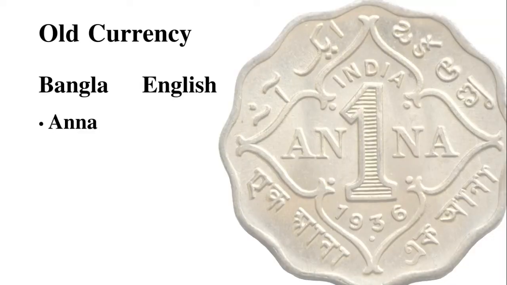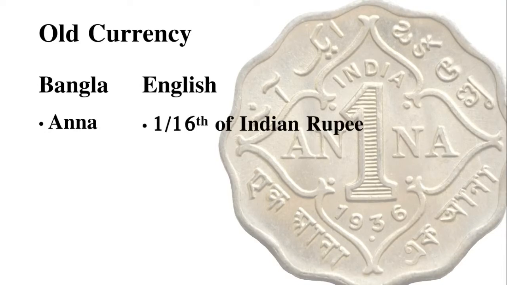Let's have a look at some of the old currency words. The most important one is Anna. Anna is 1/16th of an Indian rupee. Again, Anna is not in use anymore, but this has been retained in the language in a different sense, which we will see. Another word is shiki.